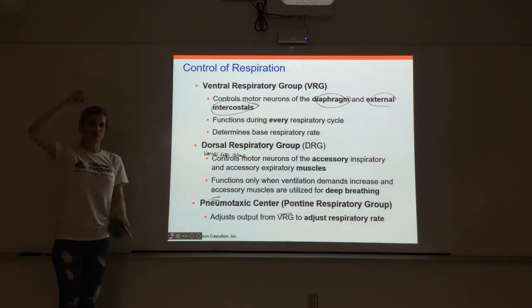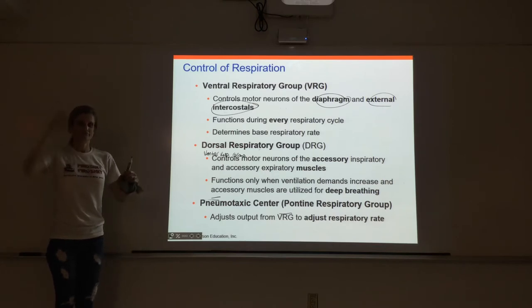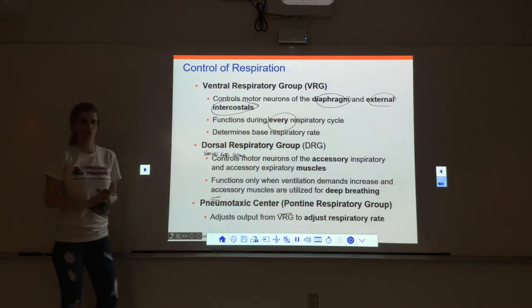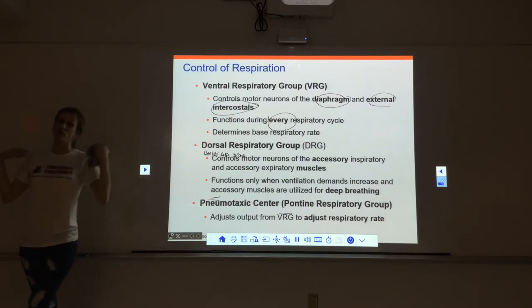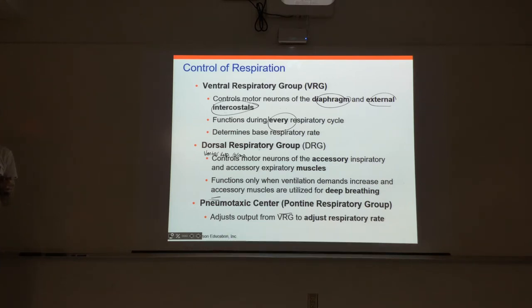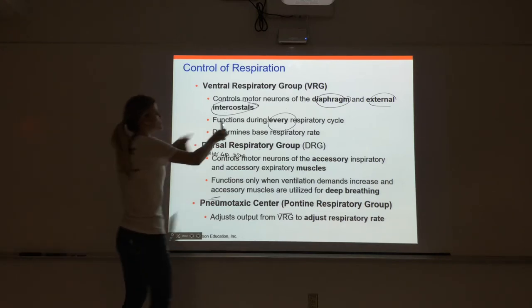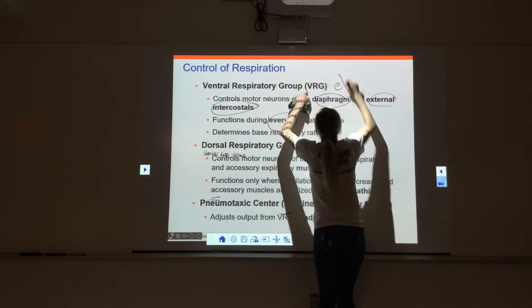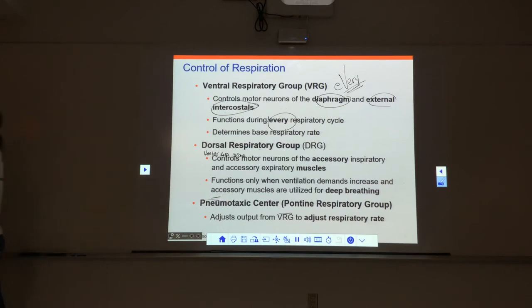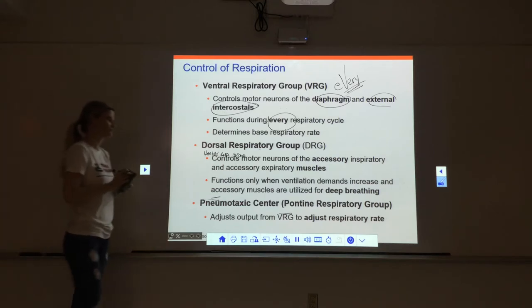Okay, so the ventral respiratory group sends the signal that says inhale. Sends the signal, inhale. Sends the signal, inhale. So this functions during every respiratory cycle. This determines your basic respiratory rate. So however fast the VRG is firing, that's how fast your basic pace is to breathe. That tells you every time you're supposed to inhale. I remember that because VRG is every, right? Every cycle, VRG. Every time you inhale, the VRG sends the signal to the diaphragm and the external intercostals to inhale.